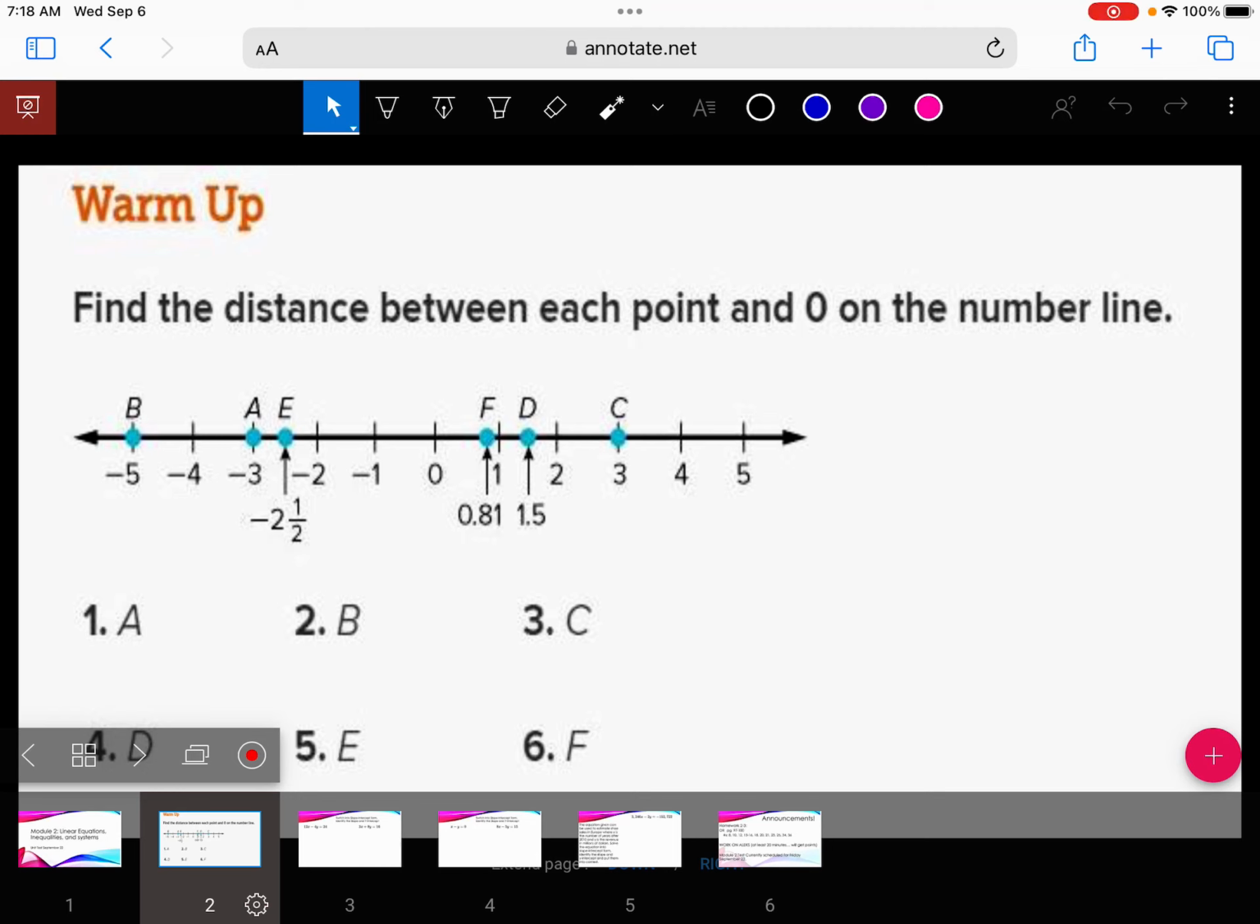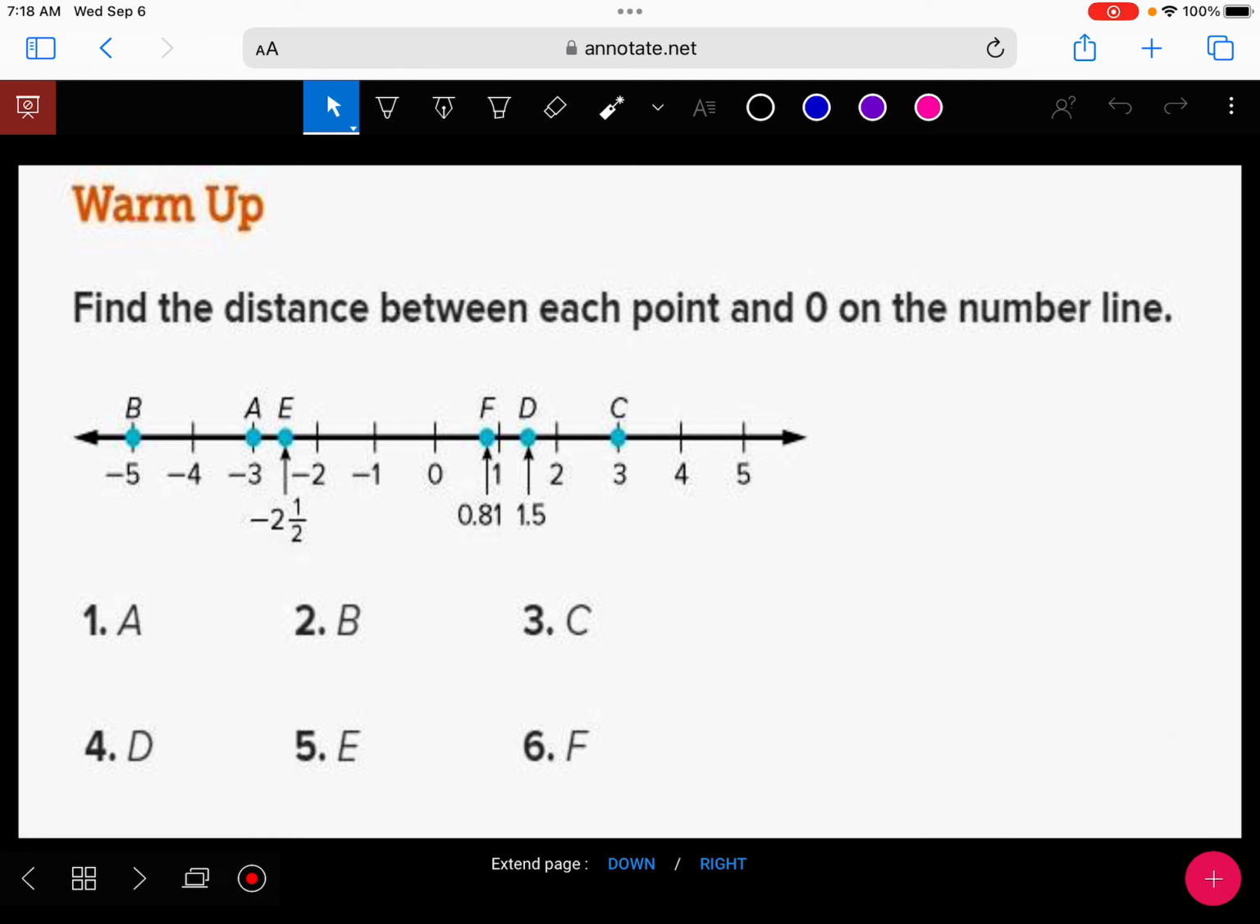All right, so what we're doing here is we're looking at the distance between each point and 0. So what we're really doing is the absolute value. Absolute value is all about the distance. So if we look at A, which is this one here, how far is this point from the 0, which is here? It's 3. The absolute value of -3 is 3. That's what it's asking about here.